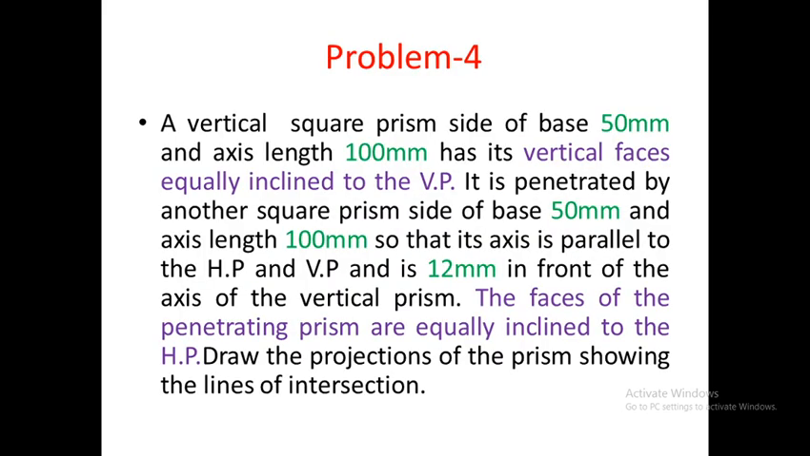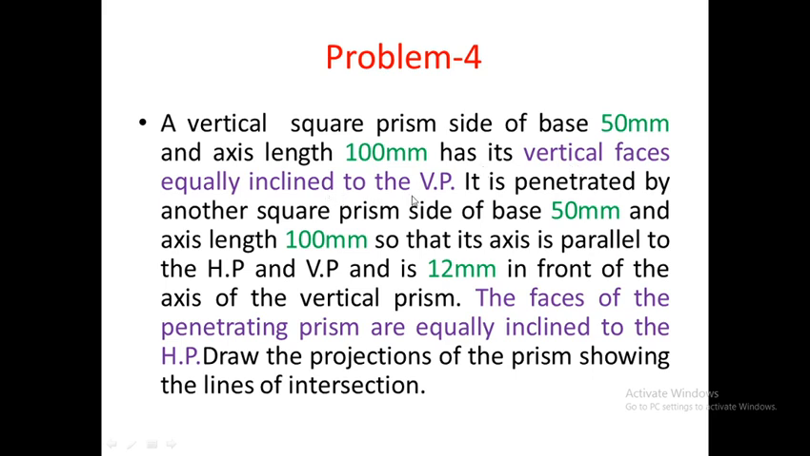So problem number 4. A vertical square prism of side of base 50 mm and axis length 100 mm has its vertical faces equally inclined to HP. So in the question it is given that the object, which is a vertical square prism, has a dimension of 50 mm side of the base and its height is 100 mm, as well as it is having its vertical faces equally inclined to HP.